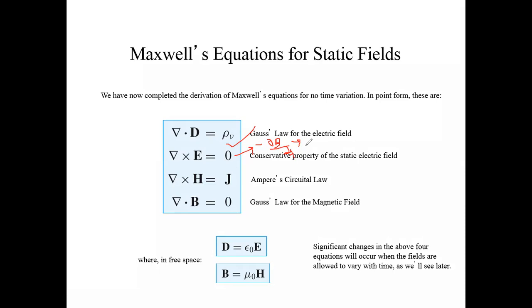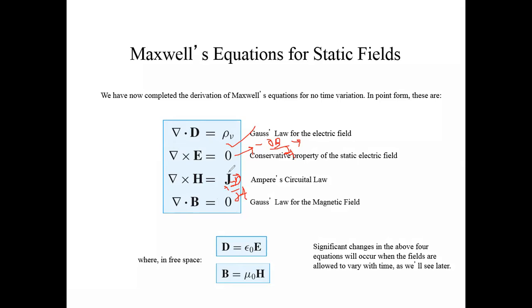Yes or no? Yes, sir. Del cross H is equal to J plus del D upon del T, or you can write JD, where JD means displacement current. Yes or no? And this law will be known as the modified Ampere circuital law, or you can also say the Maxwell Ampere law. Yes or no? Yes, sir. And del dot B is zero. This is always zero. Yes or no? Yes.